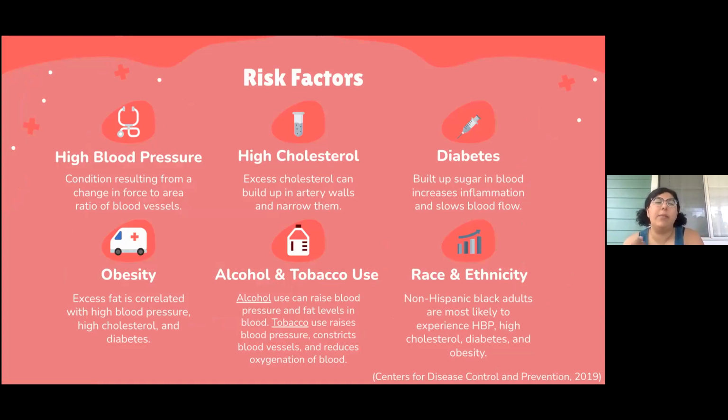It's a condition resulting from a change in force to area in the blood vessels. What that means is, if you think of plumbing and you think of a pipe, those are the arteries and the veins and the different vessels that take blood through the body. If the vessels themselves are getting smaller, but the force is the same, the pressure goes up. If they get smaller because there's plaque building up around the edges, that means the heart has to work harder to push enough blood through that narrowed vessel to get to the rest of the body. When that happens systemically, we call that high blood pressure.